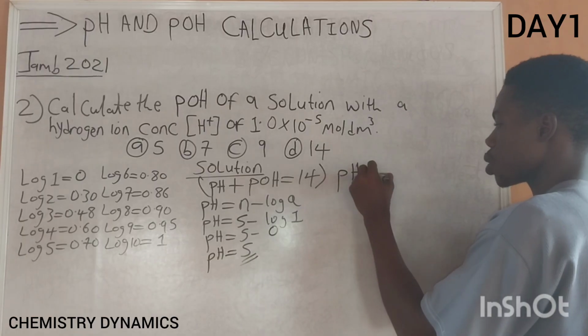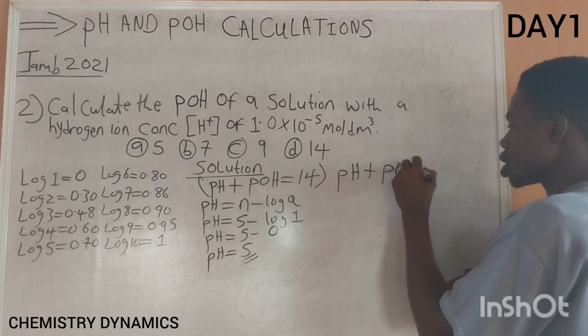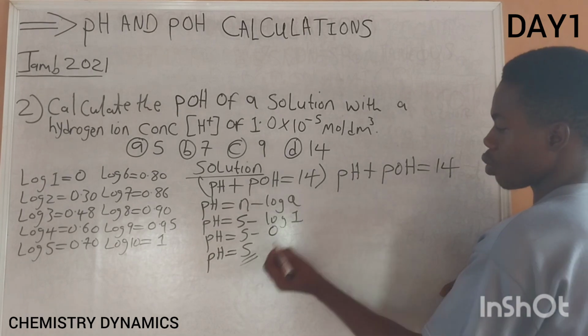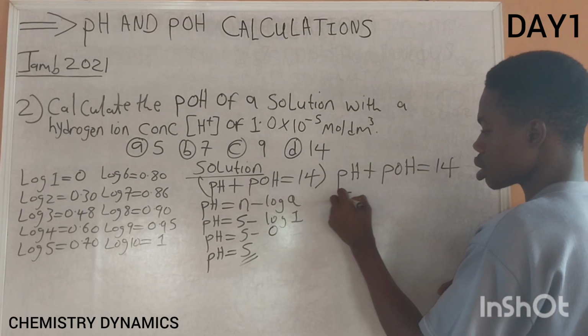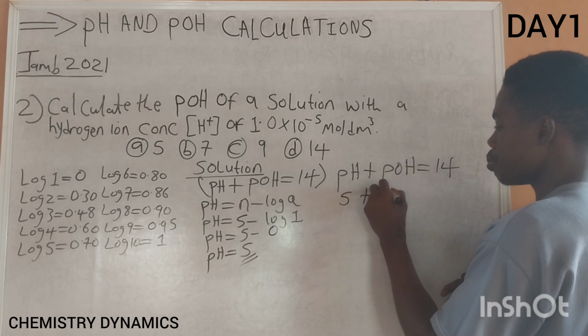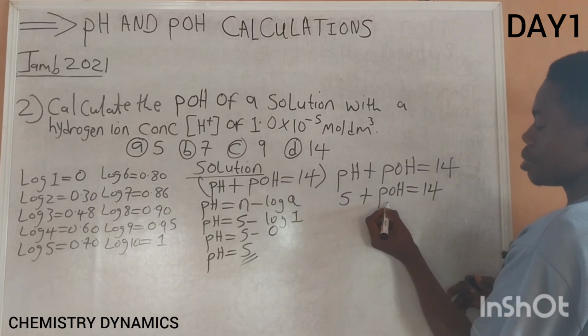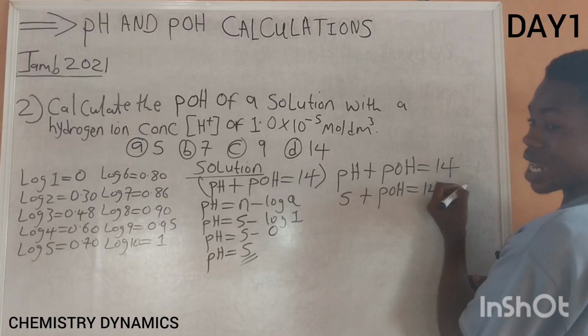pH plus pOH equals 14. Our pH that we got was 5. So 5 plus pOH equals 14. Now, what I'm going to do here is make pOH the subject of the formula by moving 5 to the right hand side.